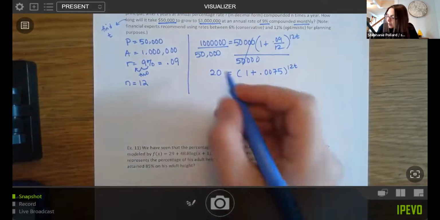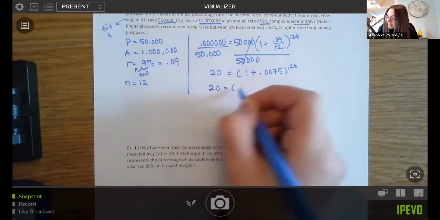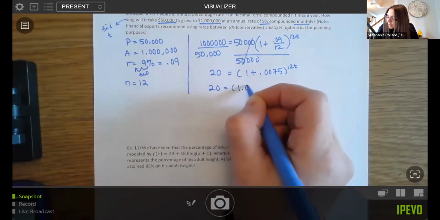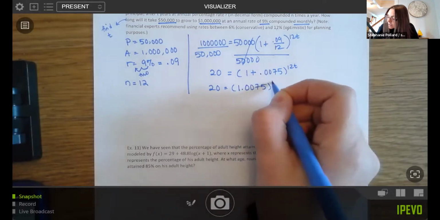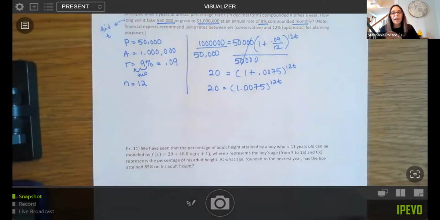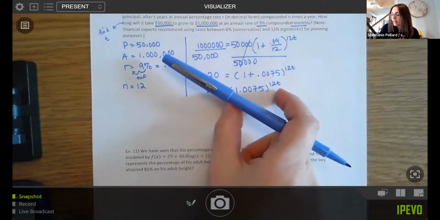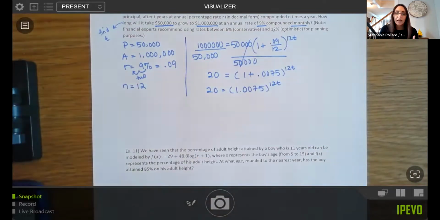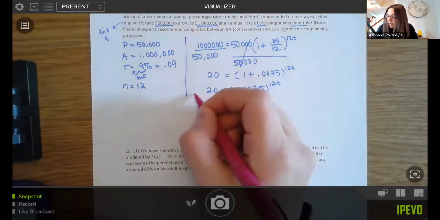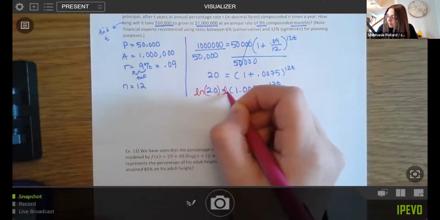I'm going to keep cleaning it up. So I can add these together, 1.0075 to the 12t. So at this point, I've cleaned it up as much as I can. I have that exponential piece by itself because I got rid of that 50,000 on the outside. And now I need to solve. So at this point, I don't have much else I can do. I'm going to take the natural log of both sides.